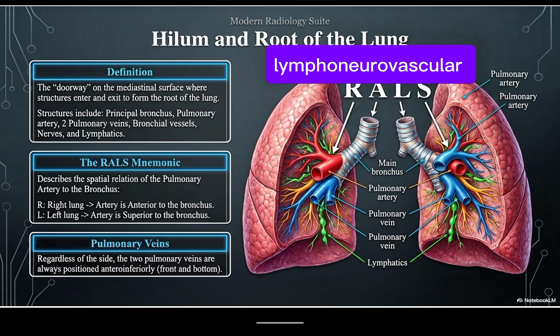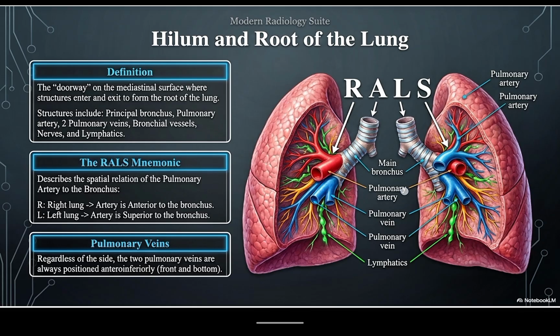That hilum is just like a doorway where lympho-neurovascular structures enter and exit the lung. When you hear the word lympho-neurovascular structures, we are talking about the lymphatics, which is lympho, the nerves, neuro, vascular, the blood supply, and just structures. So this is where blood supply, lymphatics, and nerves enter and leave the lungs, and also the airway. The hilum is just like a doorway where structures enter and leave the lungs. That is the main thing you have to know about the hilum.